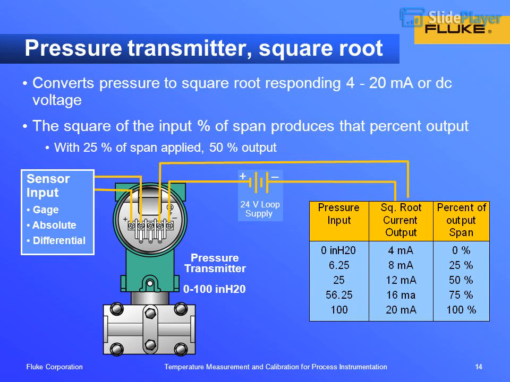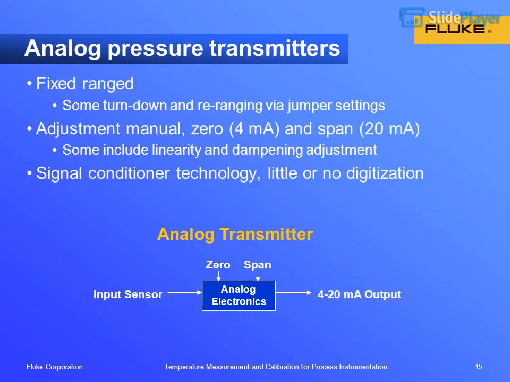Square root pressure transmitter. Converts pressure to square root responding 4 to 20 mA or DC voltage. The square of the input percent of span produces that percent output. With 25% of span applied, the output is 50%. Sensor input for gauge, absolute or differential, and a 24V loop supply.